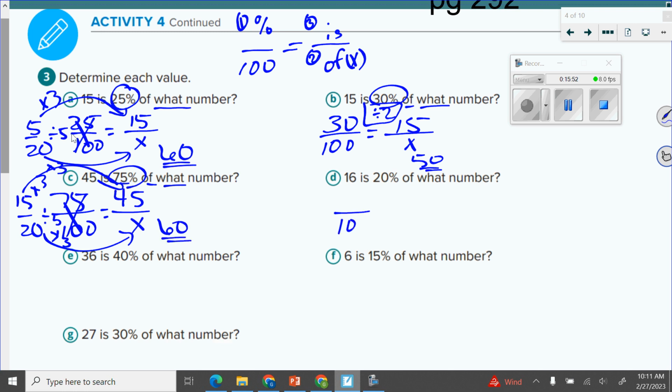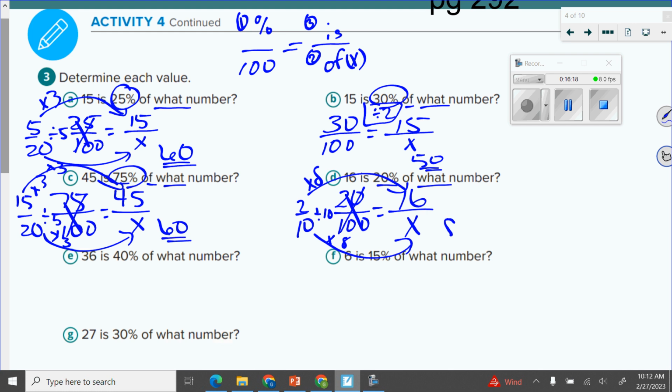Next one, we start the same. Are you guys starting to see how this works? Can you see how easy you can make this for yourselves? So do I have my percent? 20. Do I have my of? No. My last number goes here. Can I go easily from 20 to 16? No, but I can divide these by 10. Gives me 2 and 10. 2 to 16 is times 8. So I do 10 times 8. And I get 80.